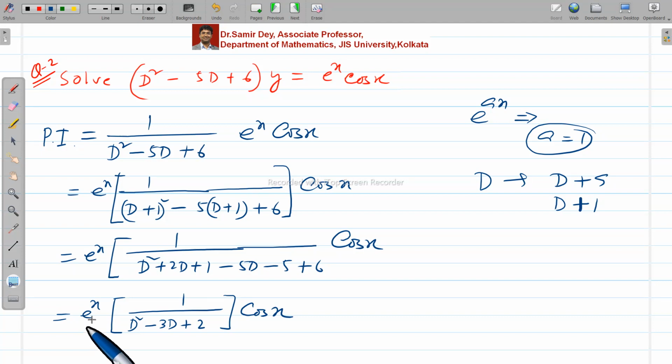Now, so e to the power x, 1 by d square minus 3d plus 2, cos x you have. Already you know how to solve it. Shall I move to the next slide?